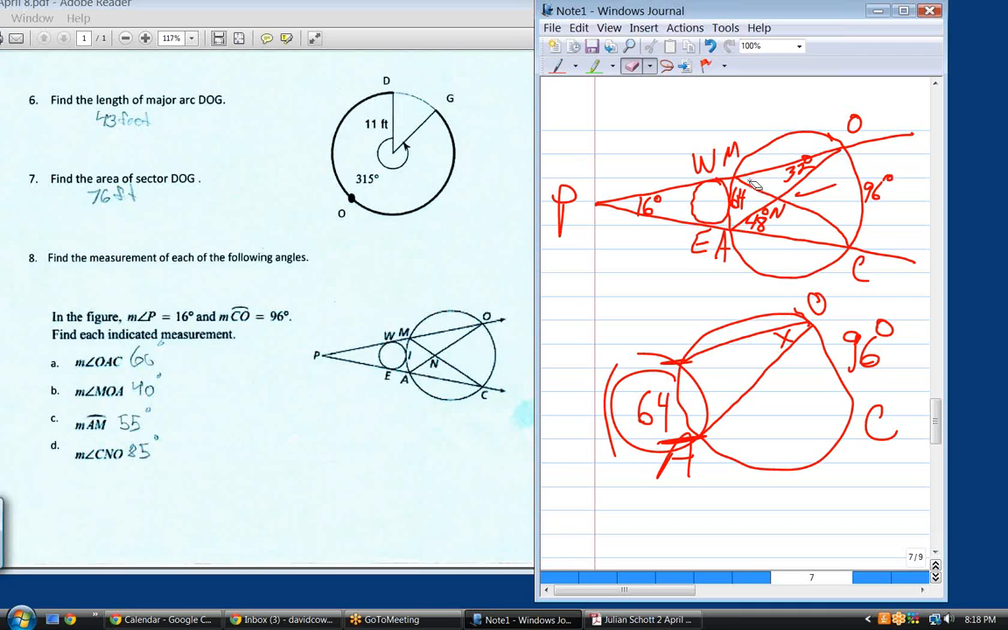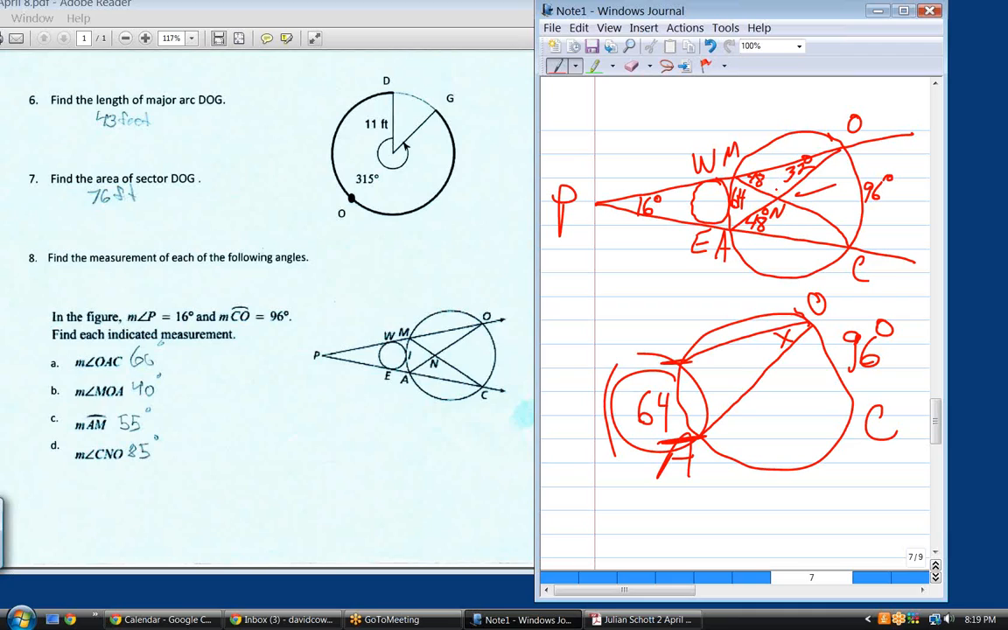That subtends that arc. That's going from the edge of the circle, 2 chords. Got to be half of that. It's got to be 48 also. Well, now we can figure out everything. Once you know 2 angles of a triangle, what's this angle? If that's 48, that's 32.